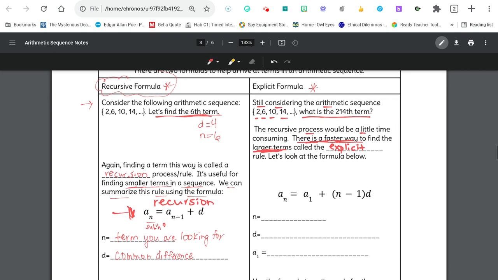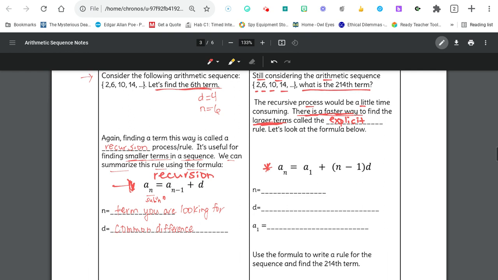So we're going to take a look at the formula below. This is the explicit formula. Please try to remember this. It's a sub n equals a sub 1 plus n minus 1 times d.